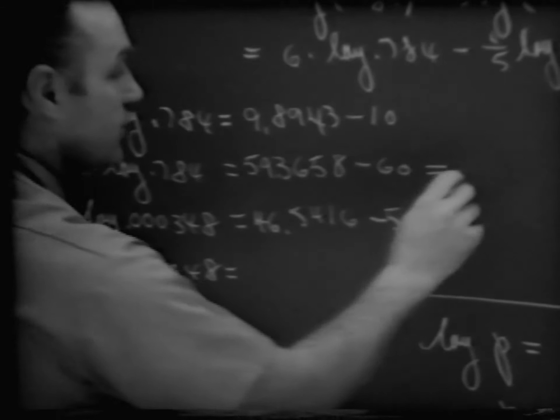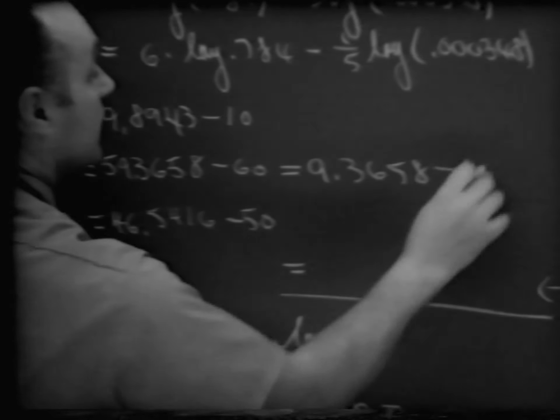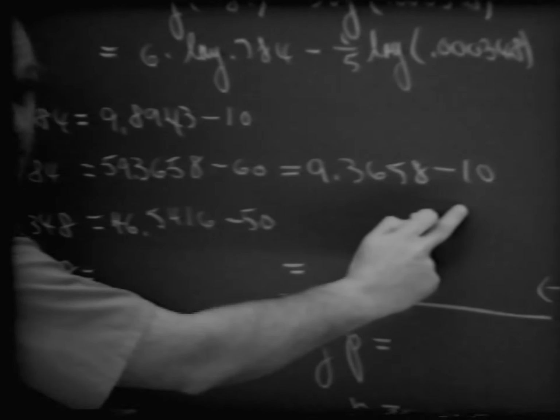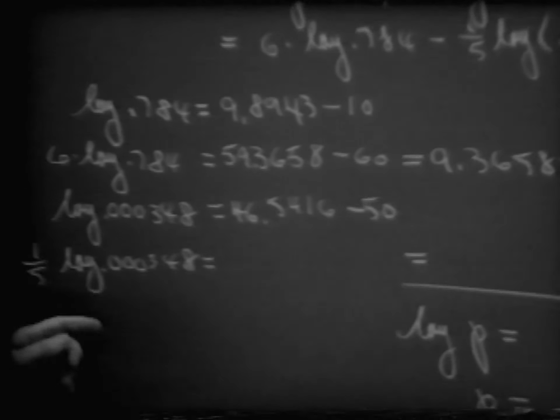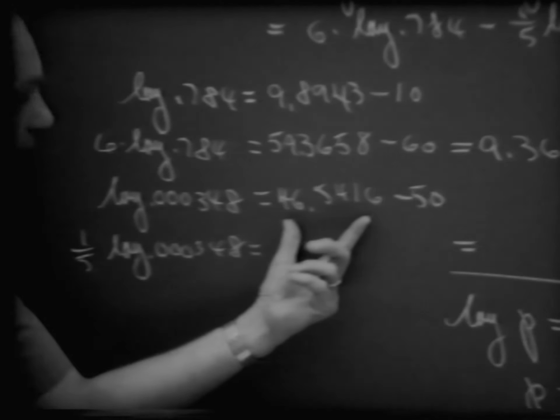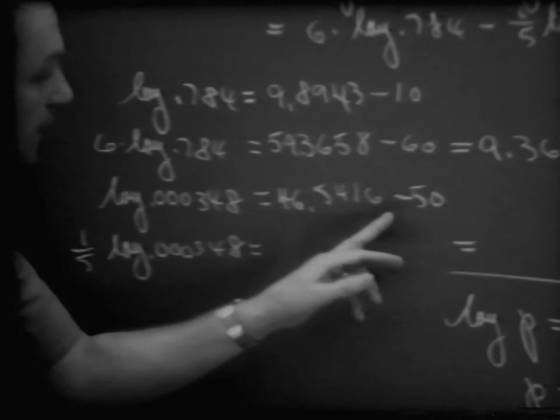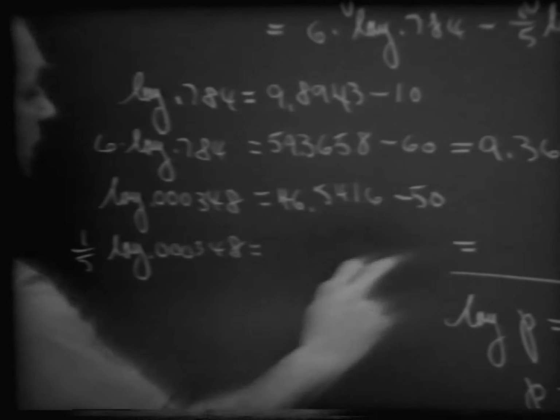Negative 1. Let's rewrite that as 9.3658 minus 10, shall we? And the characteristic is still negative 1. Now here we would like to divide this number by 5. Now notice we have a positive number here. 46.5416 is all positive, minus 50. So we just divide from left to right.